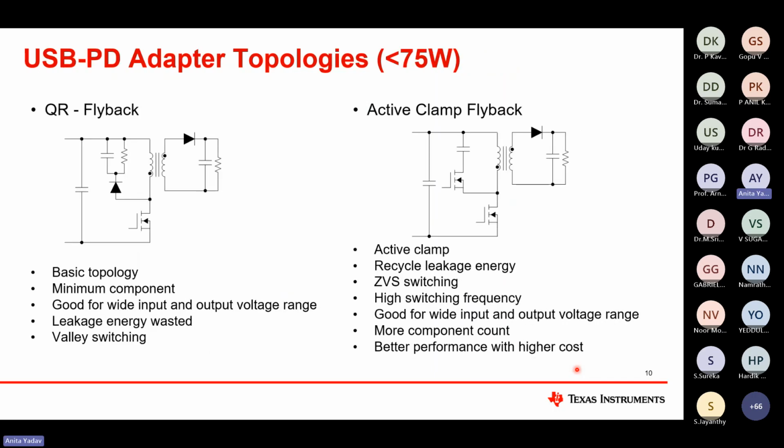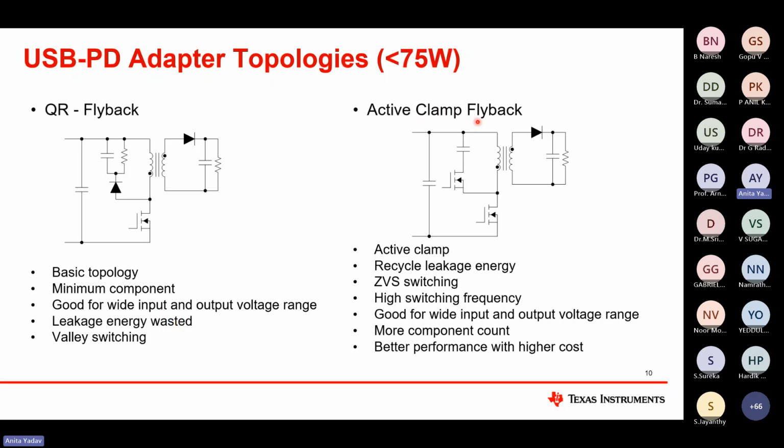Now, going toward the apple-to-apple comparison with respect to USB PD, what topologies are used and why they are used. First is QR flyback. It's a very basic flyback topology, with minimum components compared to the others. Very good choice for the wide input and output voltage range. But the disadvantage is that leakage energy gets dissipated across the snubber resistors. This is the circuit I was talking about, the RCD snubber. Across this snubber resistor, the leakage energy gets dissipated. Thus, that is a disadvantage, and it has valley switching.